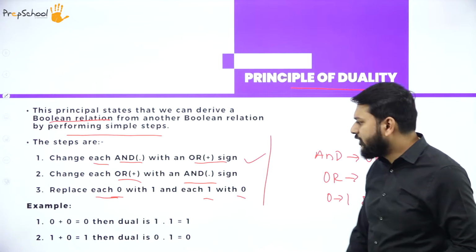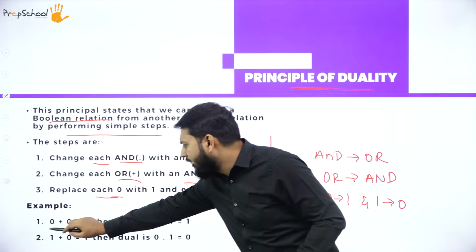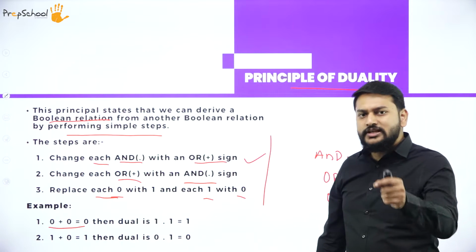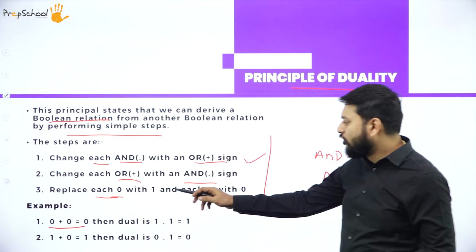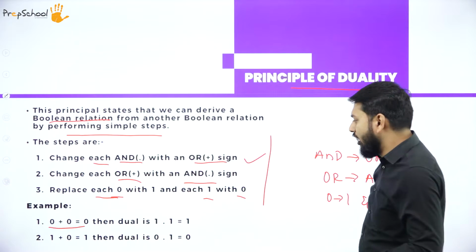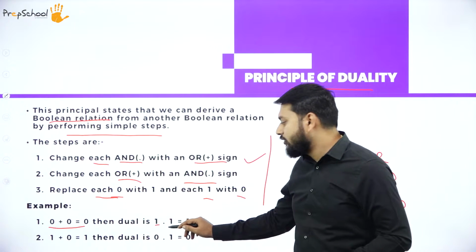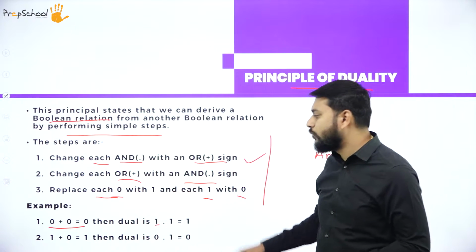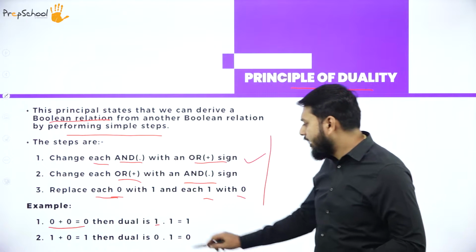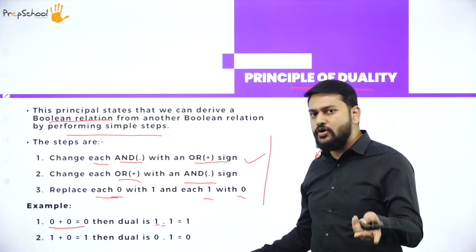So that's what they have given here. Example: I have 0 plus 0 is equal to 0. Then after duality, 1 into 1 is equal to 1. So what have I done? I have AND, so I'm just changing it to OR.